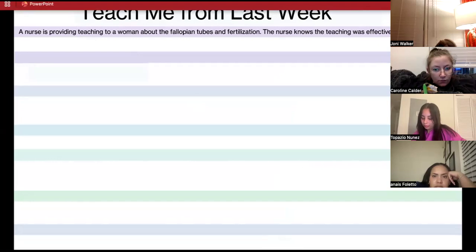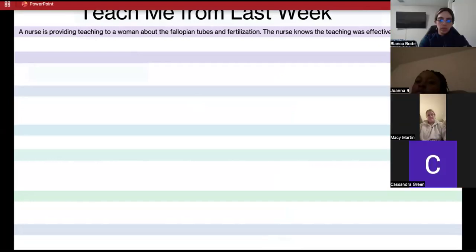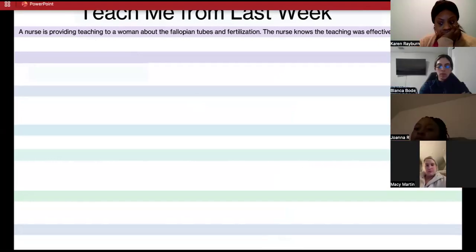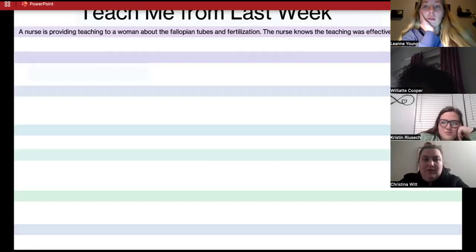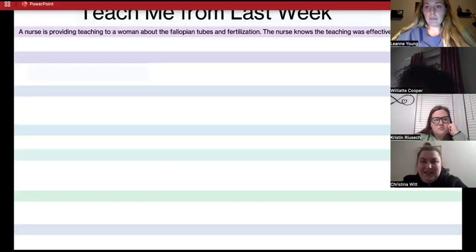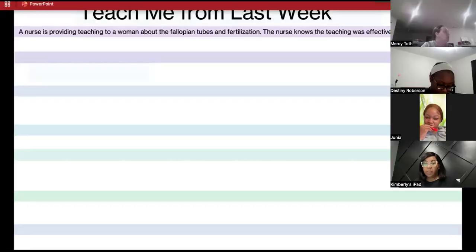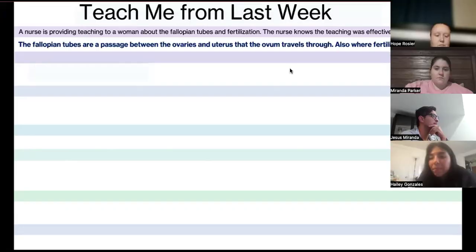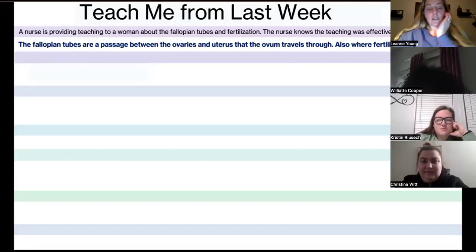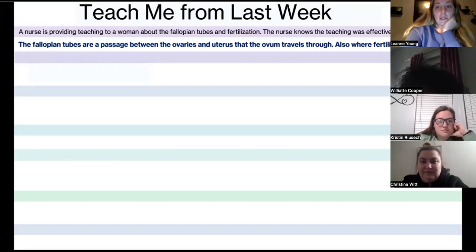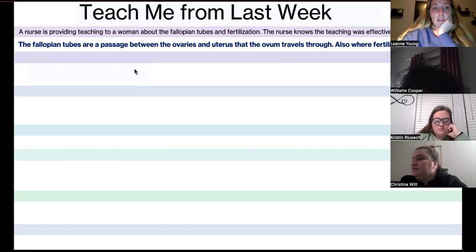Isn't that where fertilization goes to? Yeah, fertilization occurs in the fallopian tubes. Yep. From an anatomy standpoint, where are they? They connect the ovaries to the uterus. Yep. The fallopian tubes are passages between the ovaries and the uterus, and that is what the egg travels through. And it's also where fertilization takes place. So you guys are definitely going to want to know that. Fertilization takes place in the fallopian tubes.